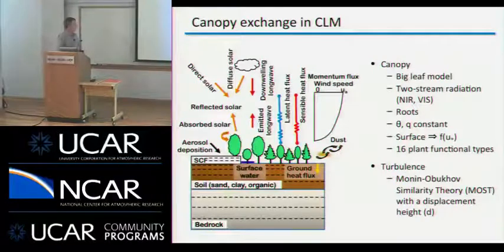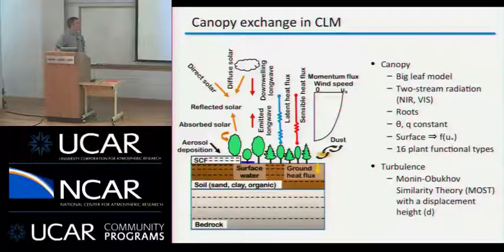So if we focus in here, these models are quite simple. They have a simple big leaf representation of the canopy as a whole. They deal with different streams of radiation. They have roots that can tap into the soil to grab hold of the moisture deeper in the soils.